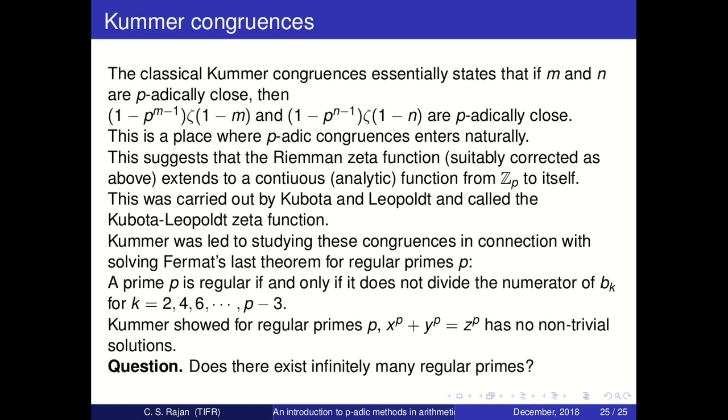Kummer was led to studying these congruences in connection with solving Fermat's last theorem for regular primes p. The prime p is said to be regular if and only if it does not divide the numerator of the Bernoulli numbers bk for k equal to 2, 4, 6 up to p minus 3. And then Kummer showed that for such primes, x power p plus y power p equal to z power p has no non-trivial solutions. Okay. A question: it's not known whether there exist infinitely many regular primes.